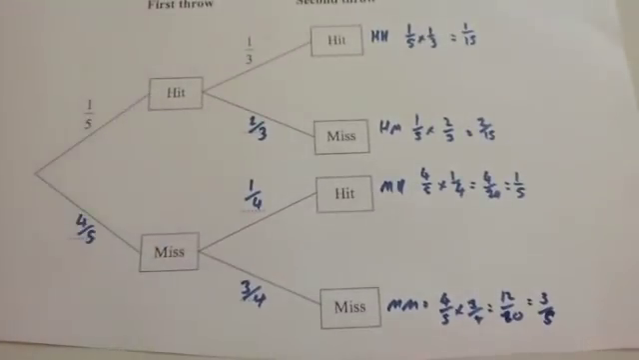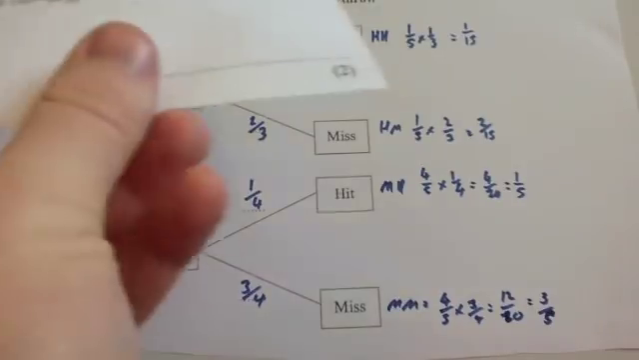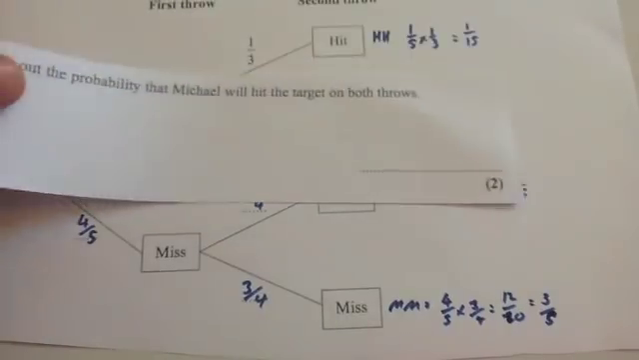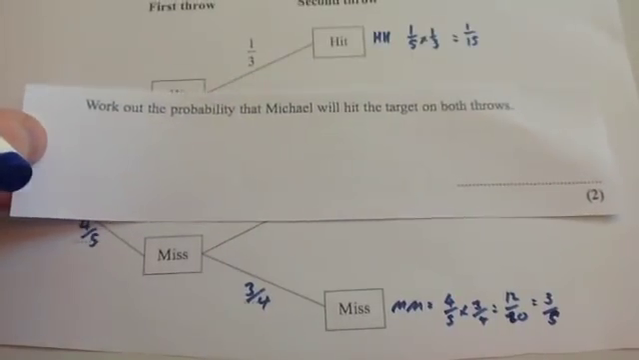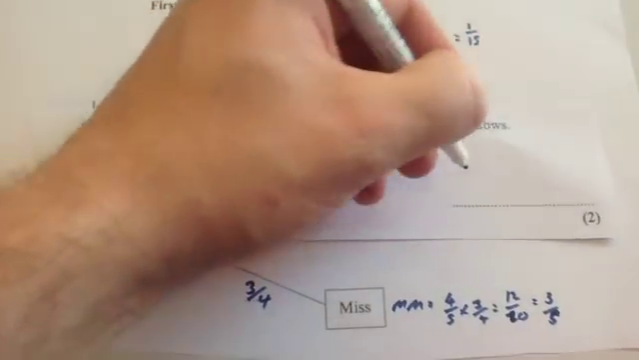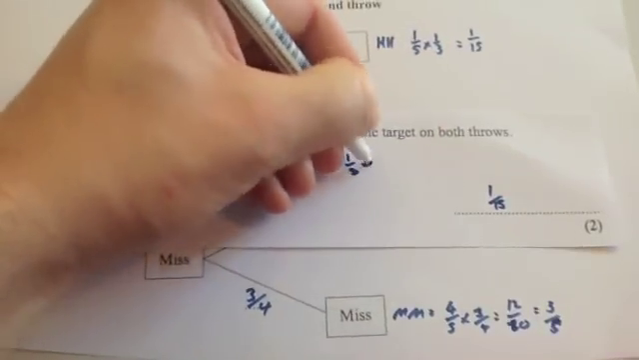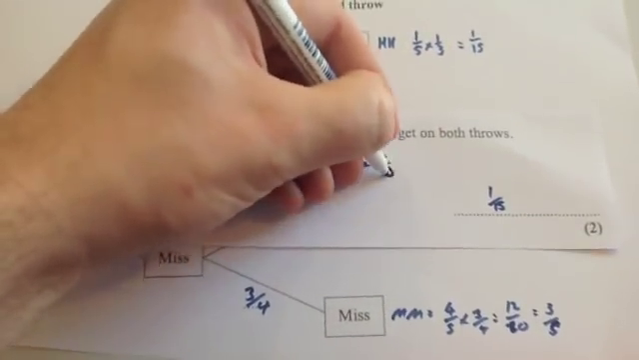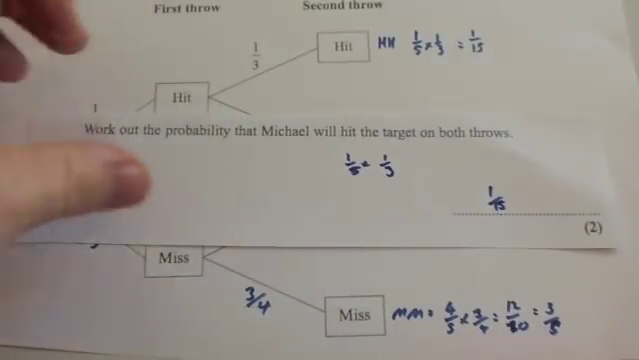Okay, so we've got all our probabilities. So let's look at the questions. The first question says, what is the probability Michael hits the target on both throws? So that's going to be hit and hit, so it's going to be 1/15. And show your method. So 1/5 times 1/3, which would be 1/15.